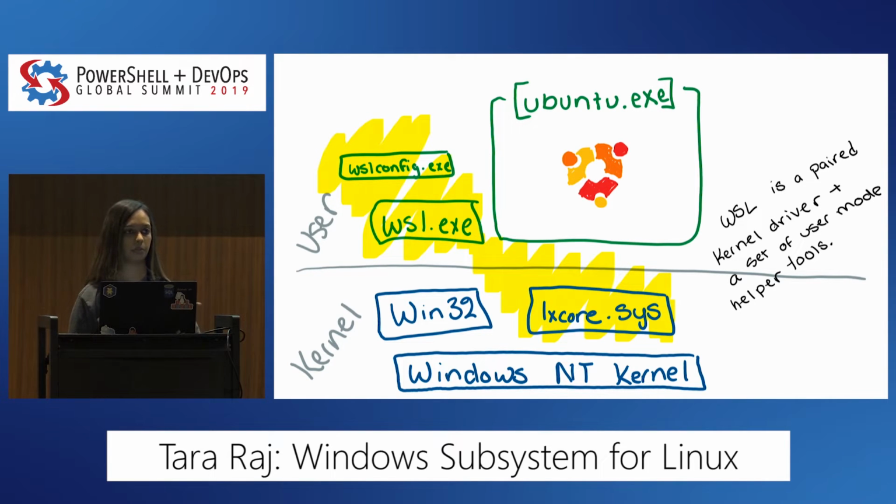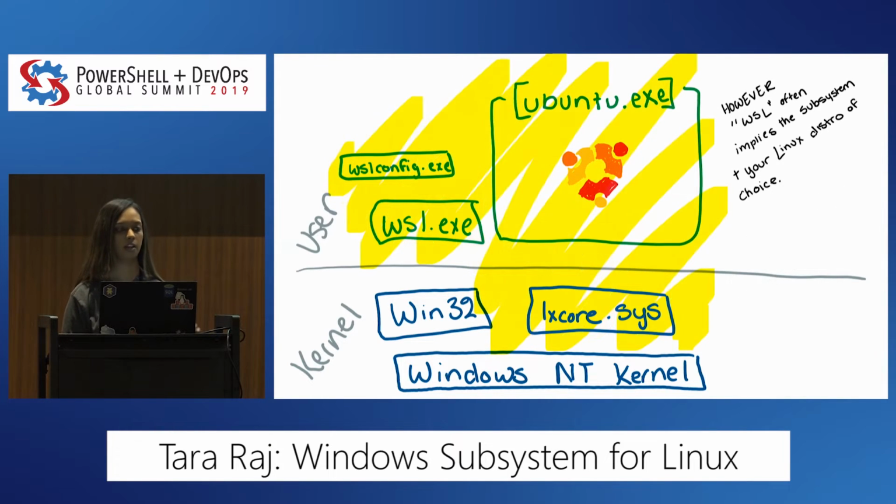So this is how WSL is paired together, with that LX Core Sys and the two helper tools that we have. But usually when we talk about WSL, we talk about it in this context where we are speaking about the distro itself. The distro is shipped by whoever the distro owner is. So in this case, Ubuntu is shipped by Canonical. We have Debian, Kali Linux, and a few others in the store as well.